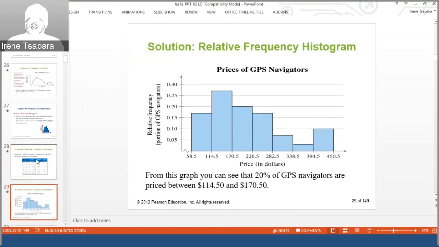So right here we see the relative frequency that I was talking about before. Look at the y-axis and see the difference right here. It goes from 0 to 0.30. Can you make a note and remember that for R test 2?